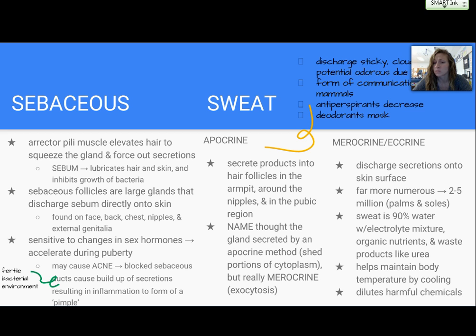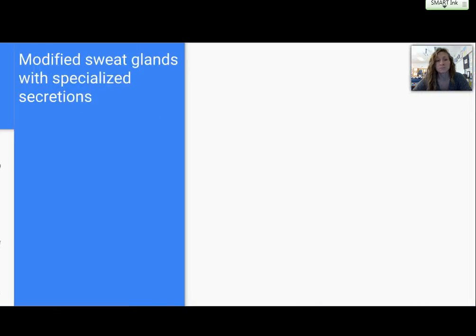They're far more numerous. There's about 2 to 5 million in your palms and your soles of your feet. Sweat is about 90% water with an electrolyte mixture, organic nutrients, and waste products like urea. This type of secretion is going to help maintain body temperature by cooling because it happens all over your body, and it can also dilute harmful chemicals on your skin.